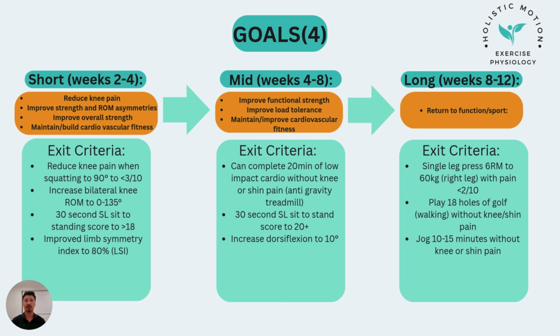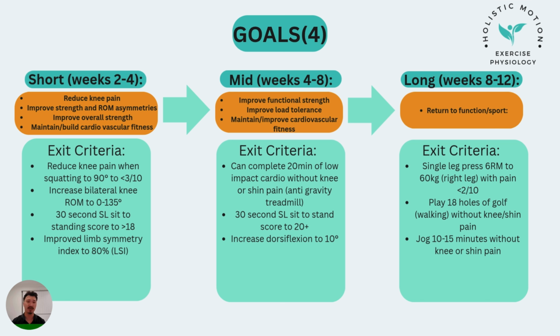The intervention will be broken up into 3 phases: short, medium, and long term, which will last 2 to 4 weeks each. The goals of his short phase is to reduce pain with squatting to 90 degrees to improve his ability to keep up with the demands of work. Increase his knee range of motion to 0 to 135 degrees bilaterally, as this will contribute to greater efficiency in biomechanics when he returns to jogging. And lastly, improve his single leg sit to stand score to strengthen the musculature around his knee and improve unilateral strength and symmetry for his return to jogging and golf.